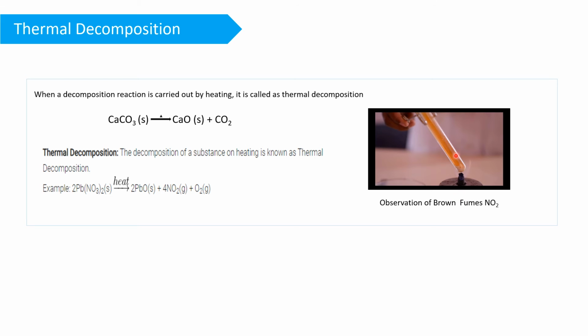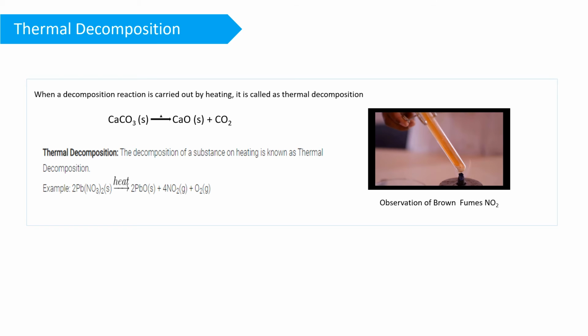You can see very well brown fumes in the test tube, right? On heating lead nitrate, brown fumes are evolved and the white lead nitrate changes into a yellow residue. That yellow residue is due to the formation of lead oxide, PbO, plus nitrogen dioxide. The brown fumes are due to the evolution of nitrogen dioxide plus oxygen. Clear? So if a decomposition reaction is carried out by heating, it is called thermal decomposition.